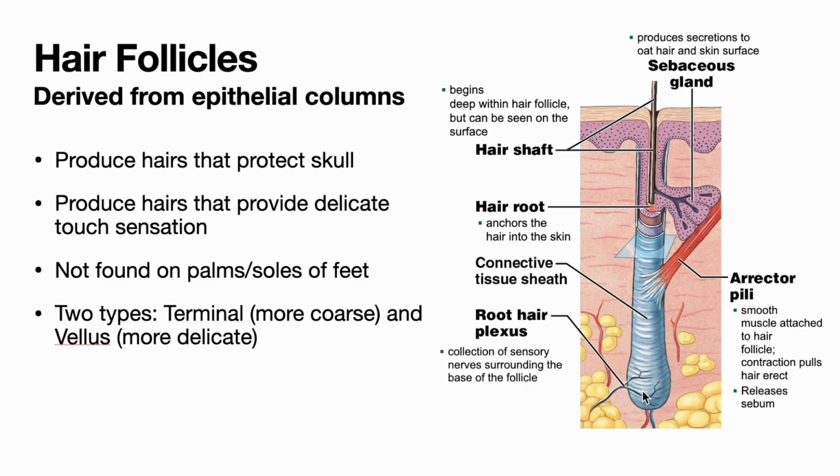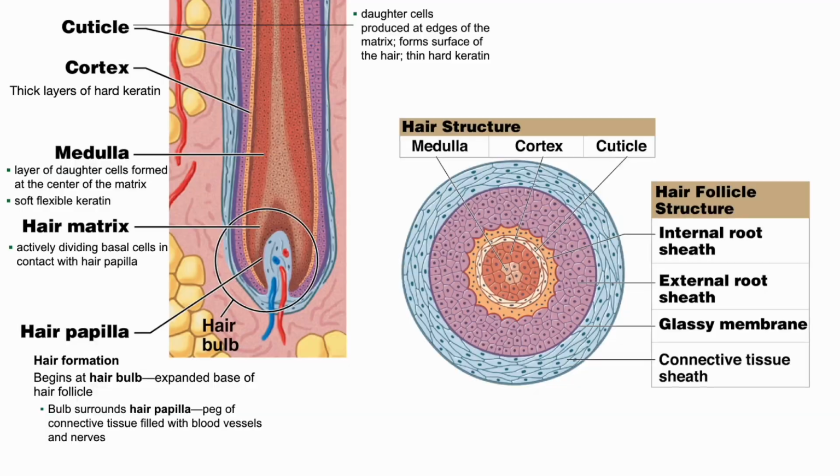Deeper down in our hair follicle, we have the root hair plexus. This is a nerve plexus of sensory nerves that surrounds the base of the follicle. So any movement of the hair shaft is going to be detected by that root hair plexus, and that message will go to the central nervous system for interpretation and processing.